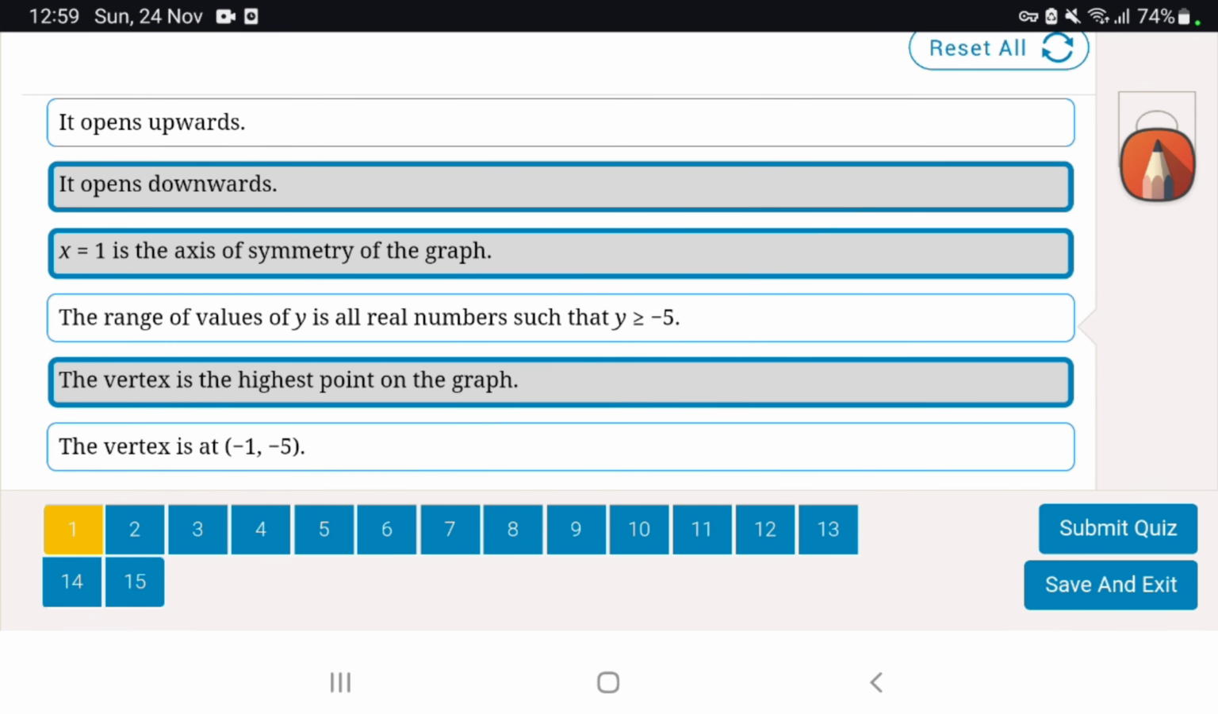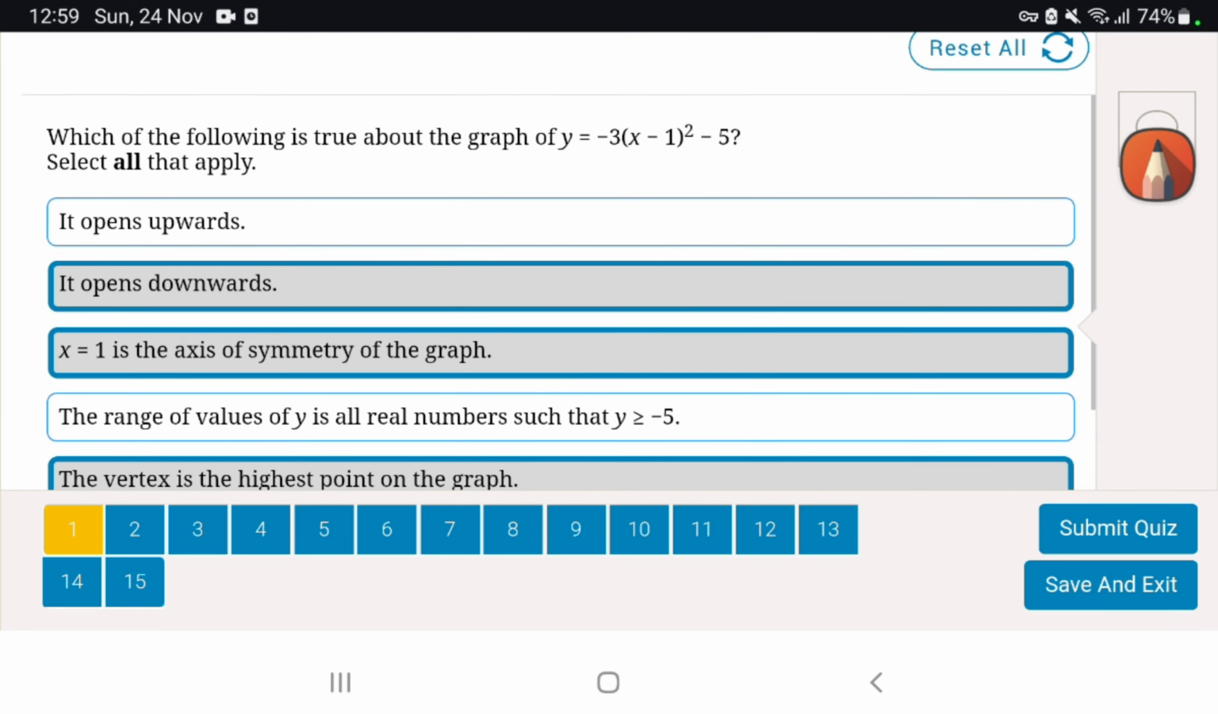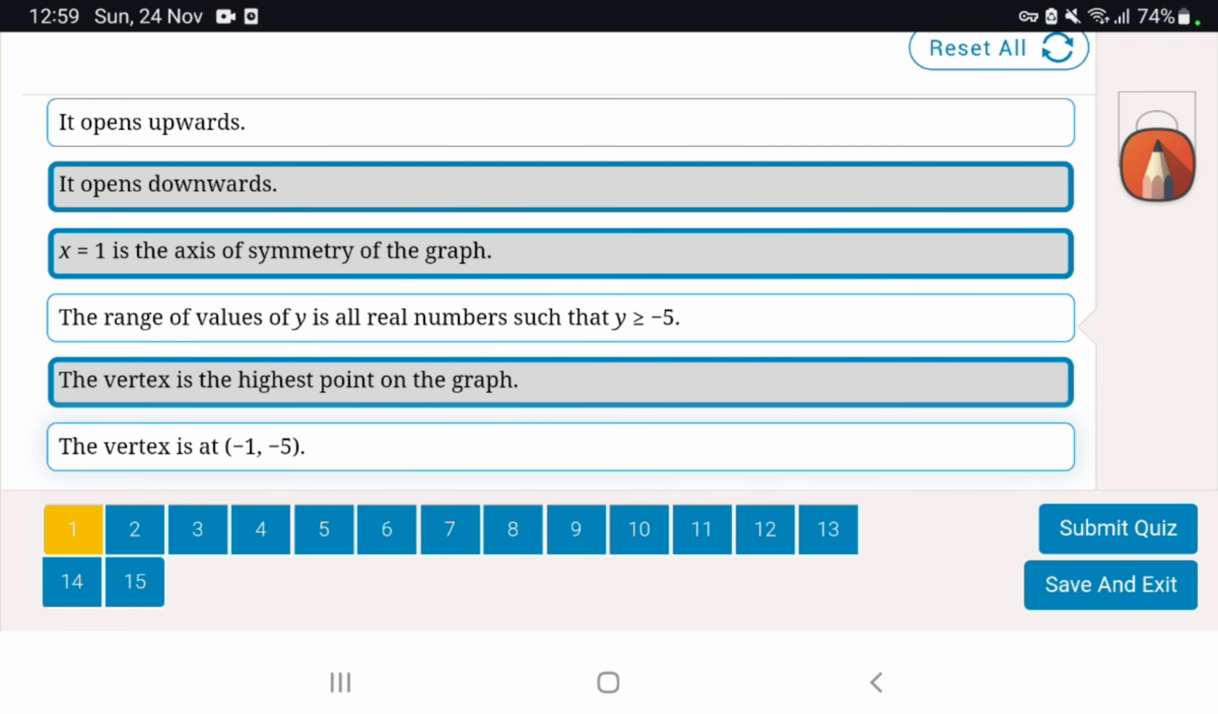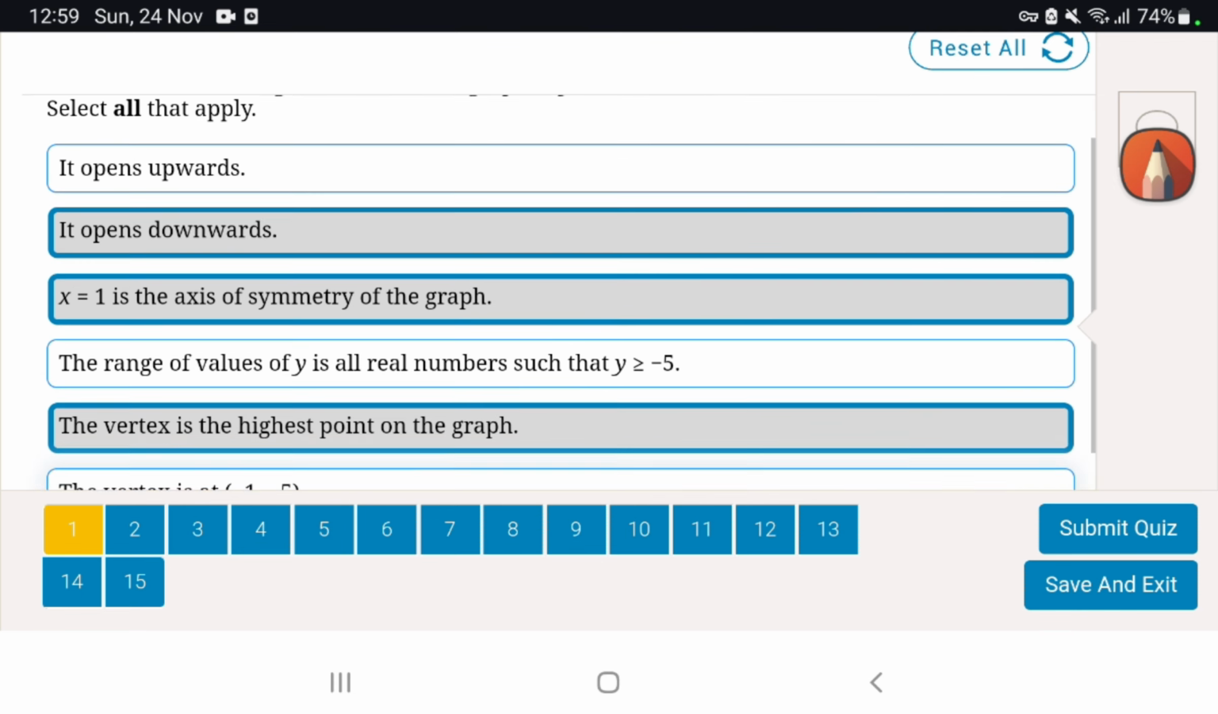And then the last option, which is the vertex is at -1, -5, is not correct because to find the vertex, the y will be the last number, which is -5, and the x will be whatever's in the parentheses equal to 0. So the correct vertex will be at 1, -5.